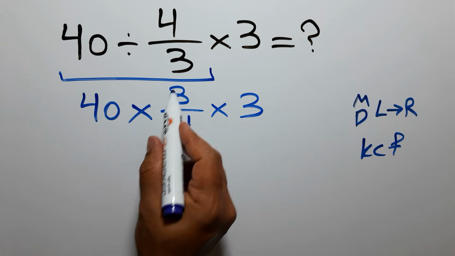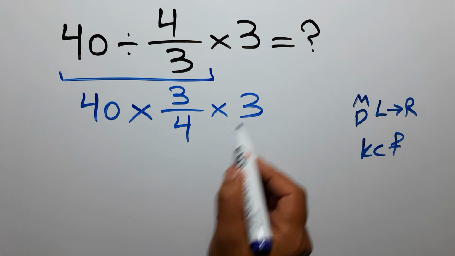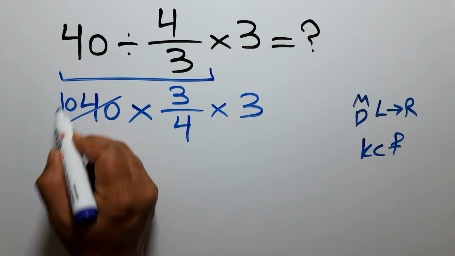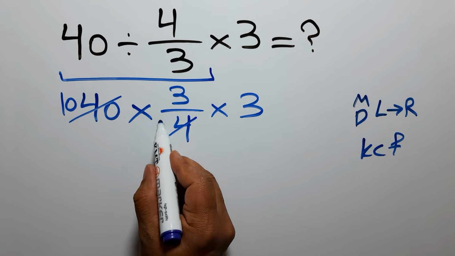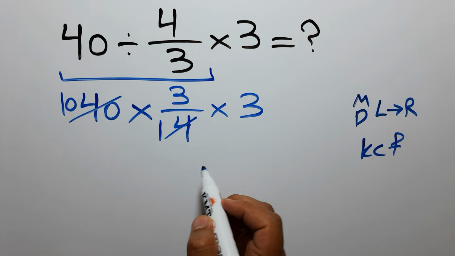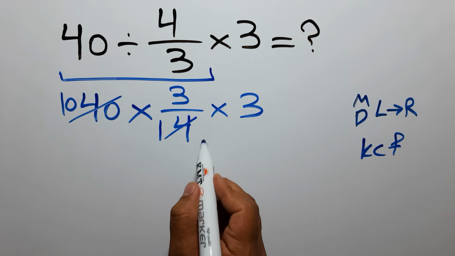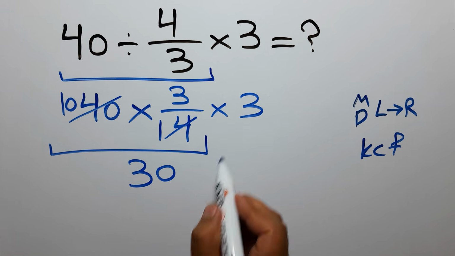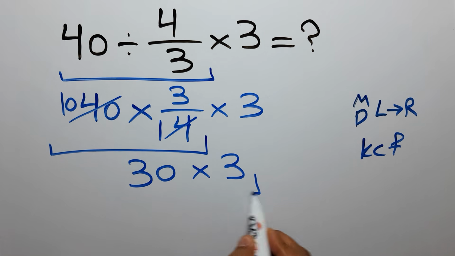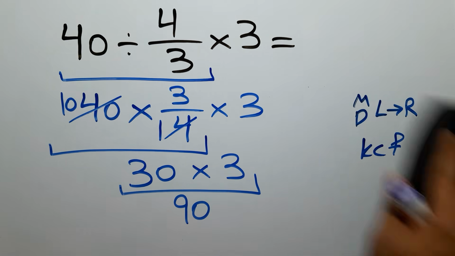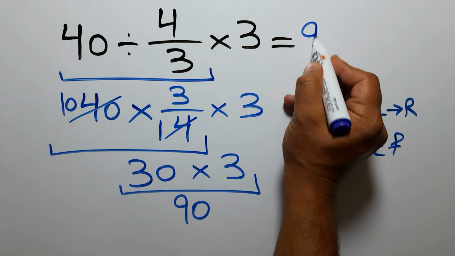Now, 40 times 3 over 4 times 3. 40 divided by 4 gives us 10. And 4 divided by 4 is just 1. So we have 10 times 3 times 3. 10 times 3 gives us 30. So we have 30 times 3, which equals 90. And this is our final answer to this problem. The correct answer is 90.